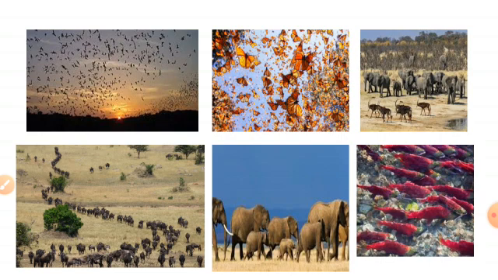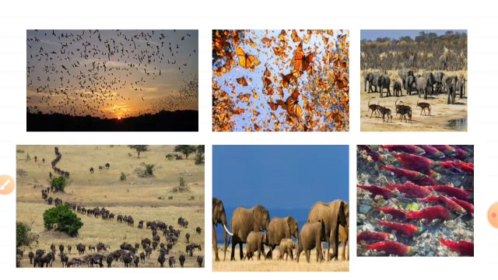Dragonflies, monarch butterflies, African elephants, and salmon fish are some examples of this migration. Dragonflies migrate to the southern part of Asia during the winters. Monarch butterflies, which are native to North America, migrate to the southern part of America or California to spend their winters.